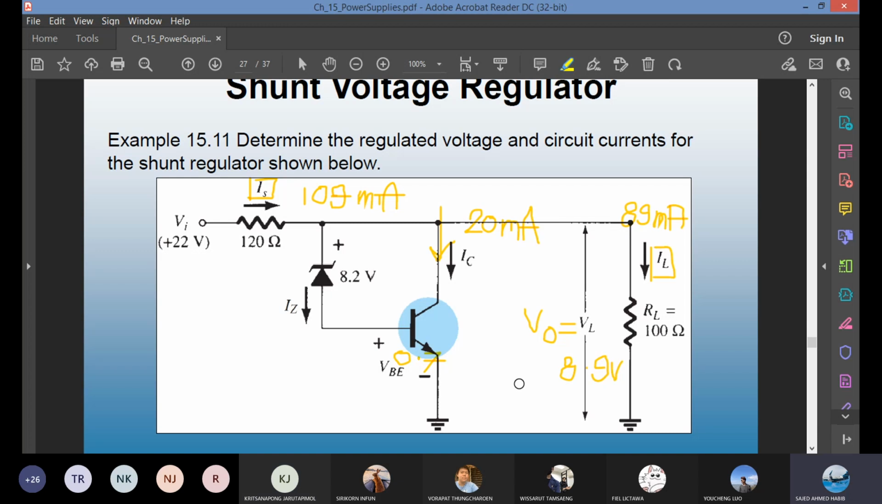The output is taken across the load. So this is the output side. If you put a probe on your output resistor, this is the load. This is V out, the output voltage. That's why V out is VL.